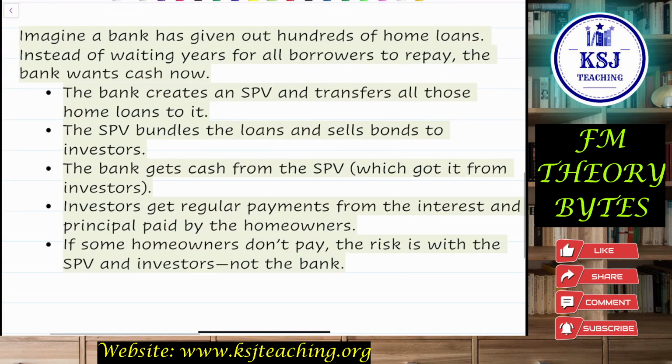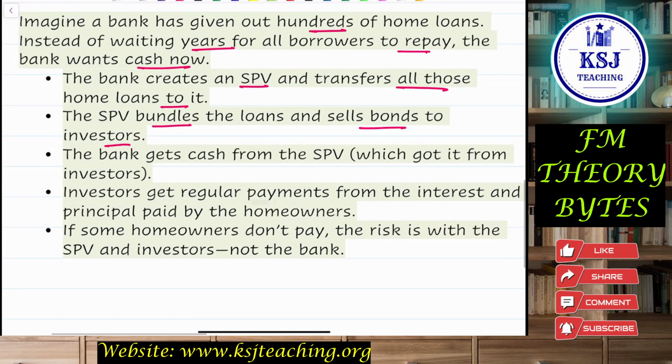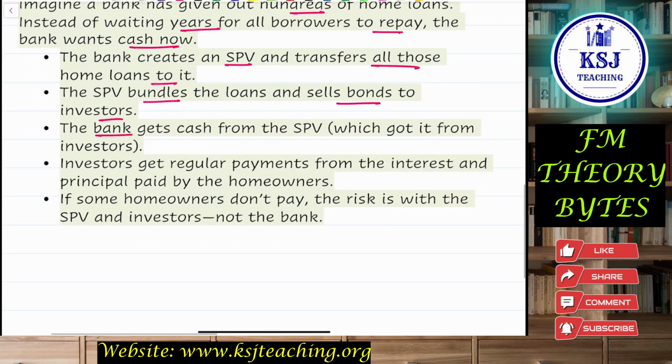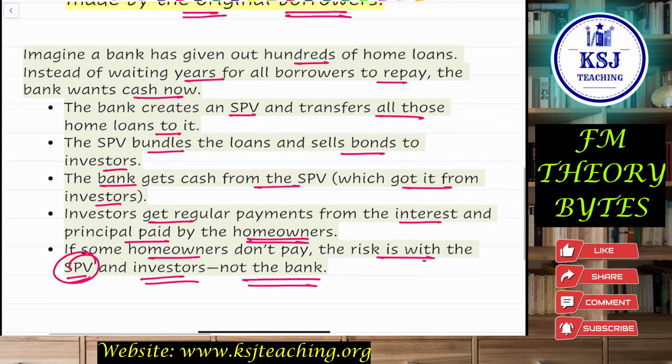Imagine a bank has given out hundreds of home loans. Instead of waiting years for all the borrowers to repay, the bank wants the cash now because they're running out of cash. The bank creates an SPV, transfers all the home loans to it. The SPV bundles the loans and sells the bonds to the investors. The bank gets the cash from the SPV, which got it from the investor. Investors get regular payments from the interest and the principal paid by the homeowners. If some homeowners don't pay, the risk is with the SPV and the investors and not with the bank.